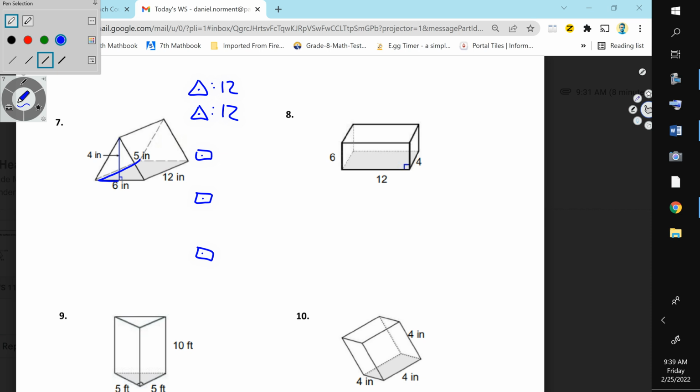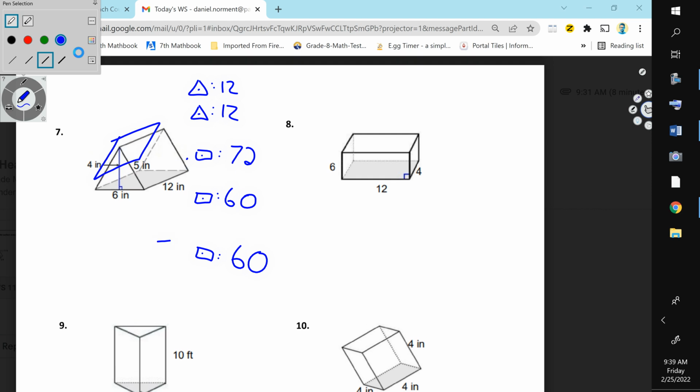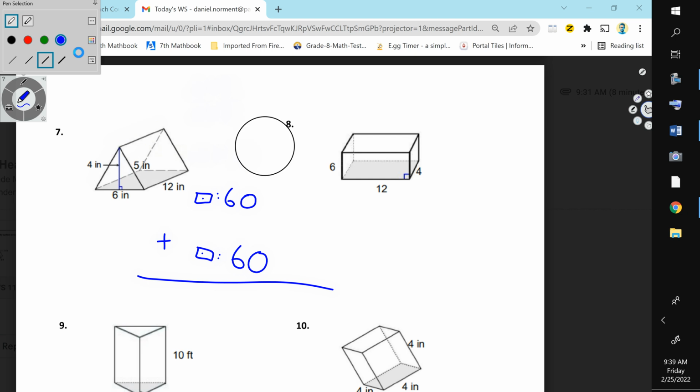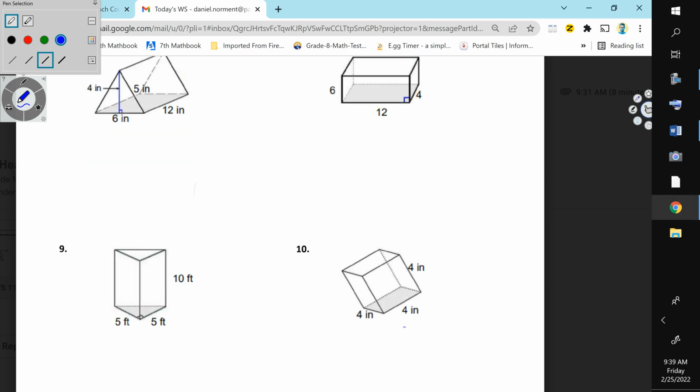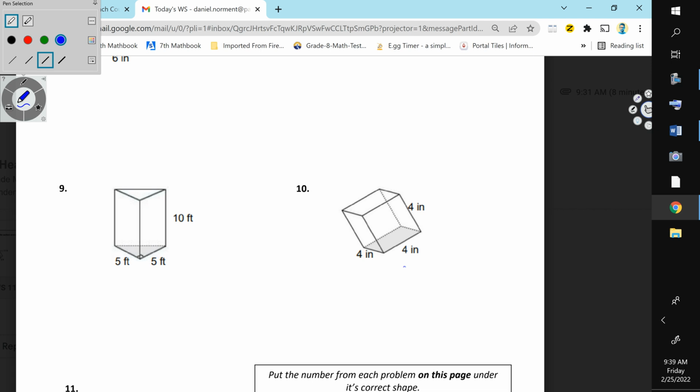Let's start with the base, the shaded part at the bottom. That's going to be 6 times 12. Then you have this wall, which is 12 by 5. And then you have this wall, which is also 12 by 5. So now all you need to do is just add those 5 numbers together, and you're finished. And what I just did for that, you're going to need to do the same thing for number 9.